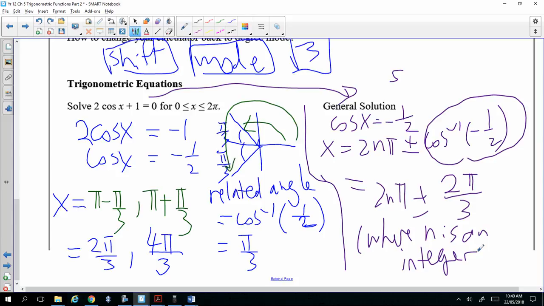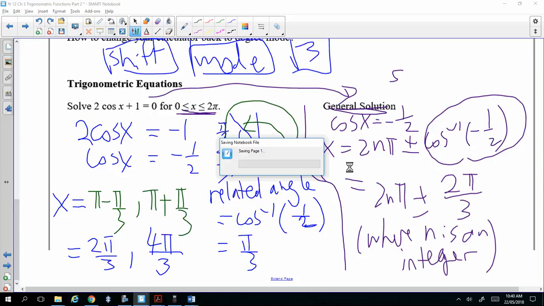Okay, so we have a solution that has a restricted domain and also the general solution. Note the differences between them and how to do them. Alright, so we've got equation, exact value, how to convert radian to degree and degree to radian. These should be well known to you, and the exam will have questions on those, from easy to hard.